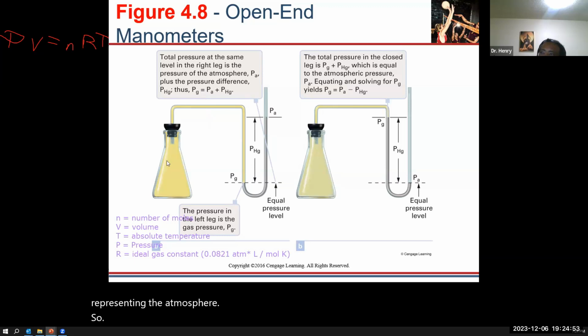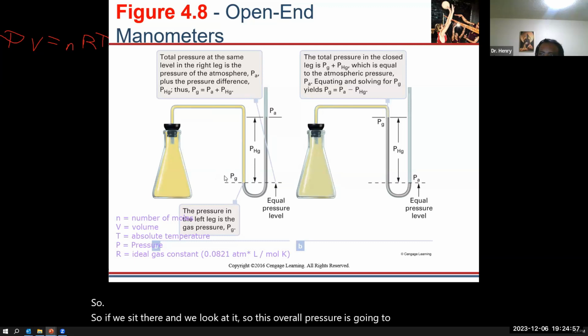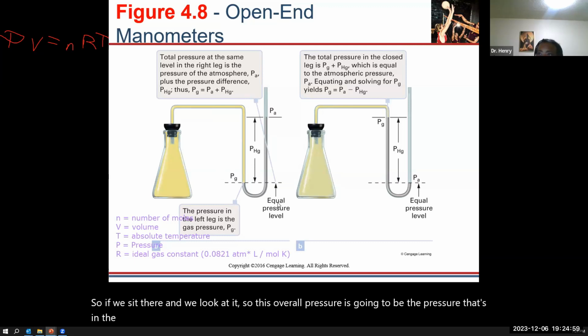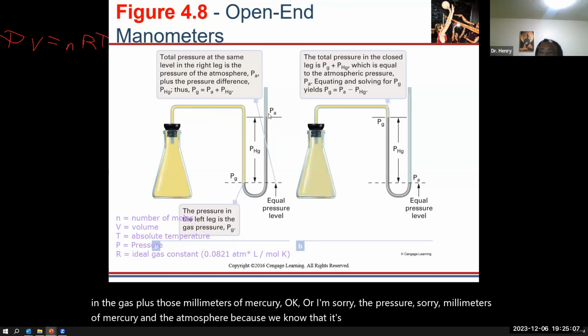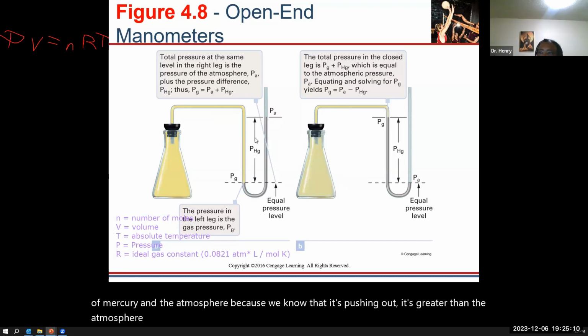So if we look at it, this overall pressure is going to be the pressure that's in the gas plus those millimeters of mercury. Or I'm sorry, millimeters of mercury and the atmosphere, because we know that it's pushing out, it's greater than the atmosphere. So we're going to add the atmosphere plus the millimeters of mercury. That's going to equal our gauge pressure.